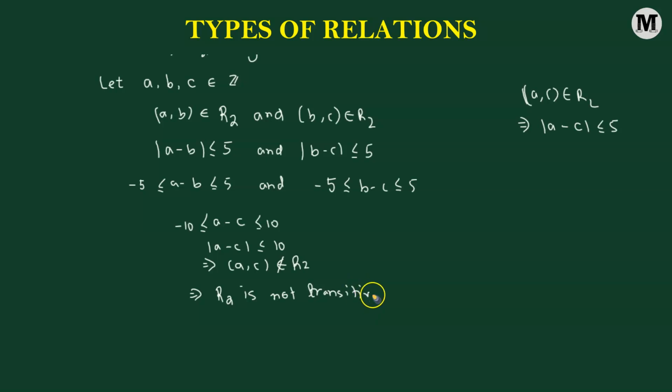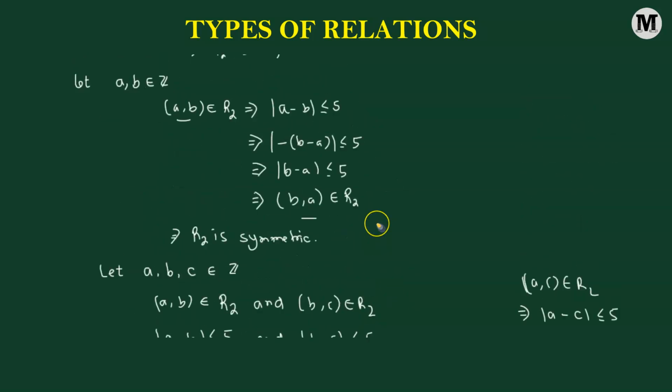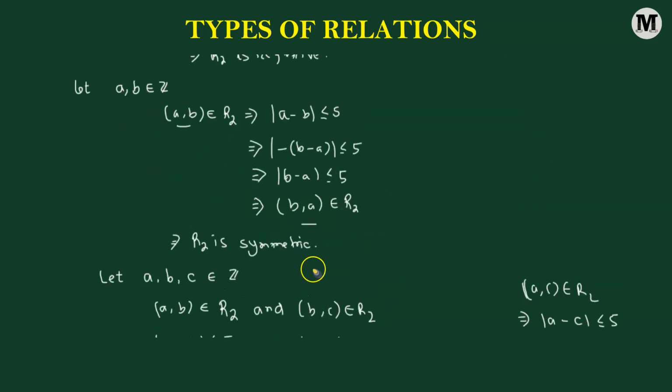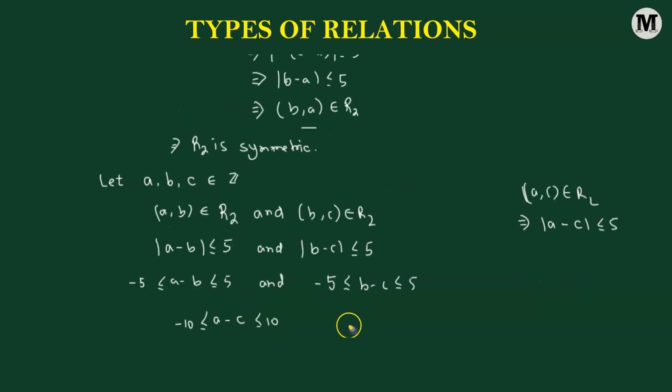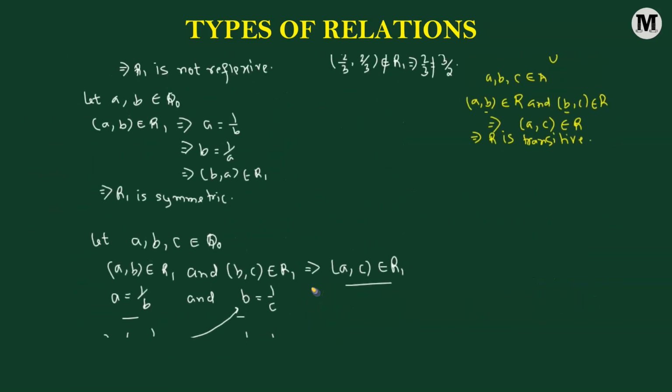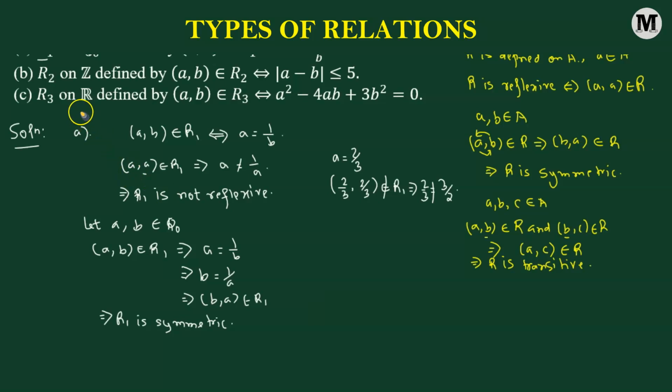Okay, so here we have shown that our given relation R2 is reflexive and it is symmetric, but it is not going to be transitive. Now let's go to the third one, where R3 is defined on the set of real numbers, and it is defined as the ordered pair a comma b belonging to R3 if and only if we have this equation a squared minus 4ab plus 3b squared equals to 0.